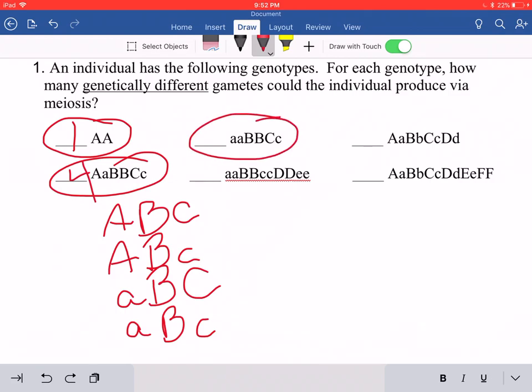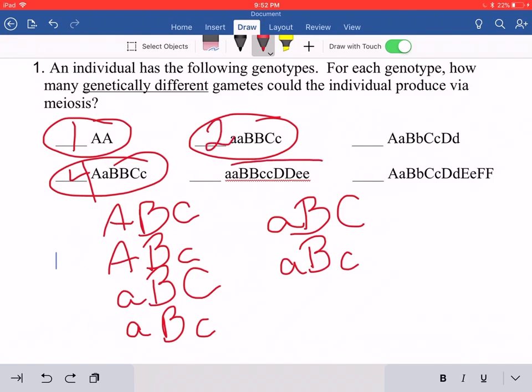Let's take a look at this individual right here. What can be passed on? Well, when we look at the A's, the only option is a little a. That's all that that individual can pass on. The same is true for the B's. This individual can only pass on a big B. But now there's a difference in the C's. It can either pass on a big C or it can pass on a little c. And so here we're going to have 2.